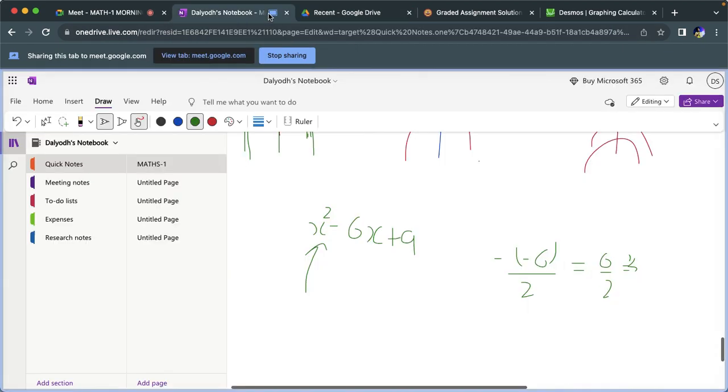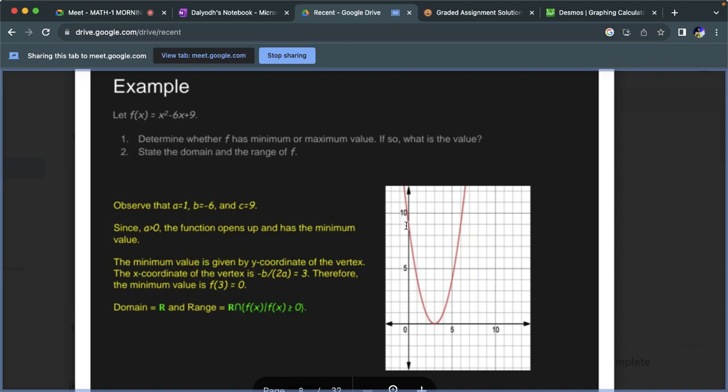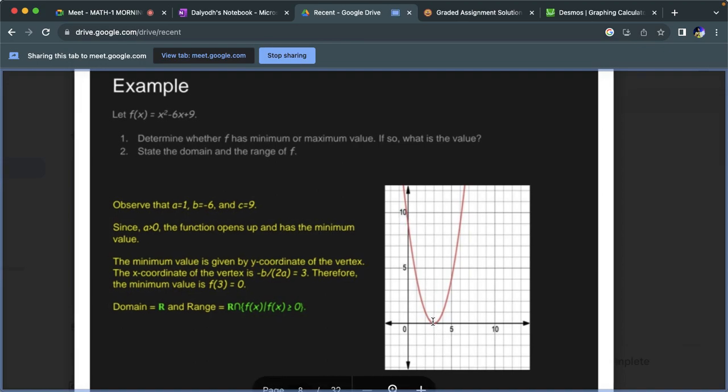Now that you have figured out the vertex, if you want to draw its graph, you also need the y-intercept. How do you define the y-intercept? You just need to put x equal to 0, because at the y-intercept x is 0, right? Then you can find the y-intercept. So x equal to 0, and you get 9. So this is what you get.